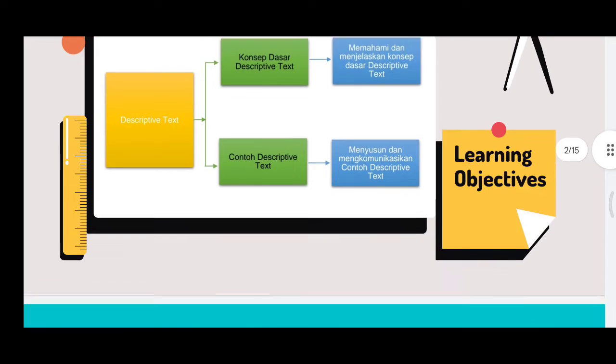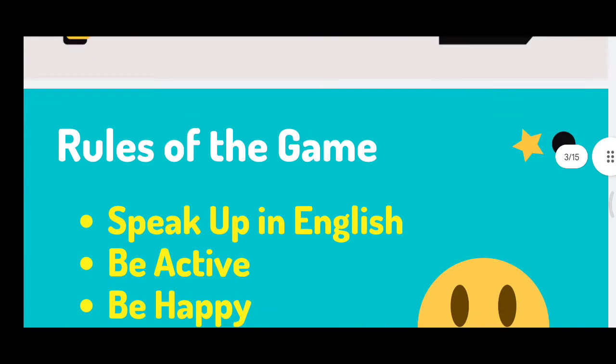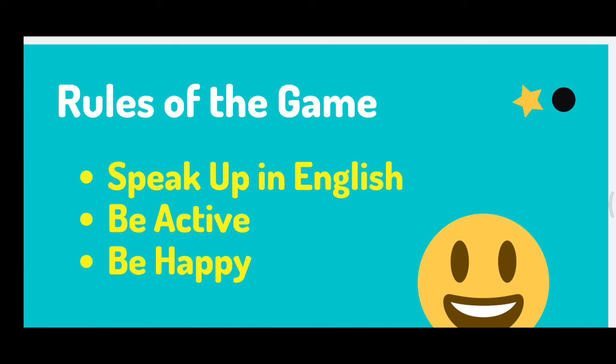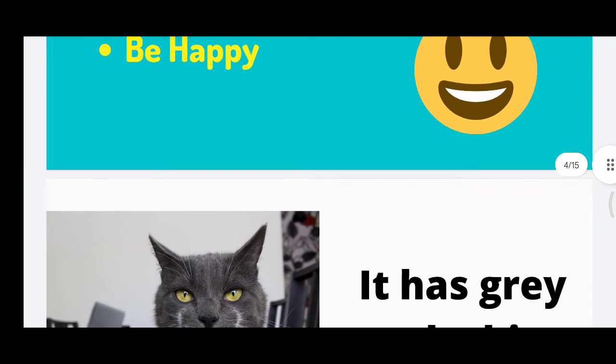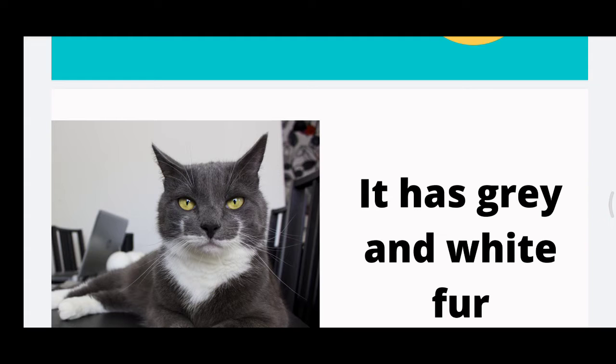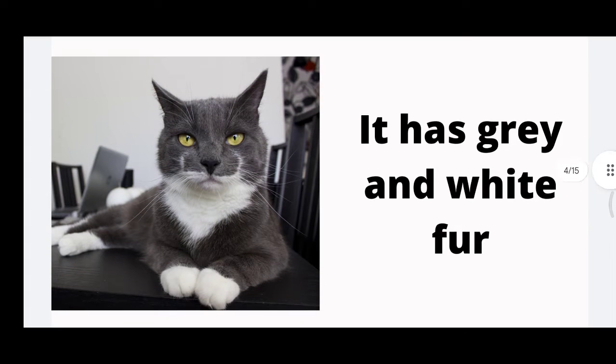So Bapak Ibu, we're going to start this discussion by remembering the rules of the game. The first, we have to speak up in English. The second one, we have to be active. And then the third one, we have to be happy. So without further ado, I'm going to start with the first examples.